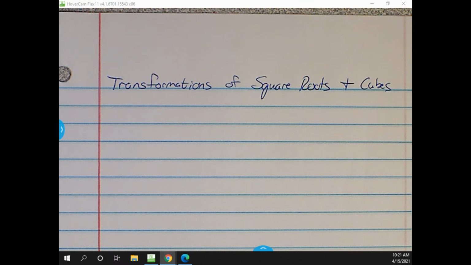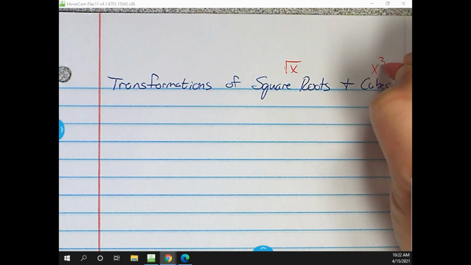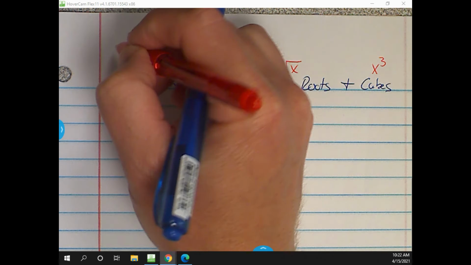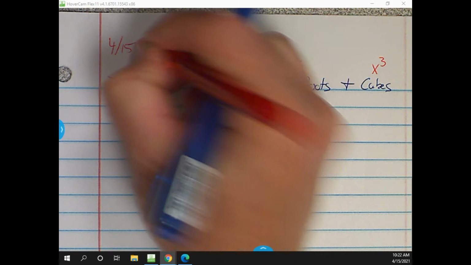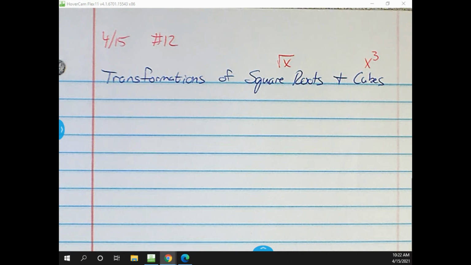All right, so we're doing transformations of two main ones, doing square roots and cubes, and then there's a kind of a minor one that will spin off of this one. Remember, square roots will look something like that. When we're talking about cubes, then we're talking about x to the third. Today is the 15th, and again, if you're keeping up with the notes, this is number 12 on the list.